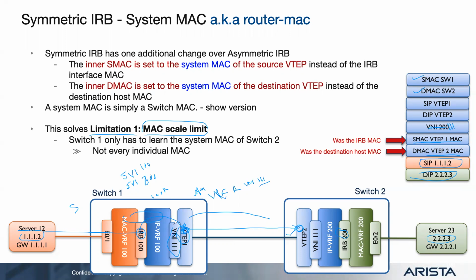But here you don't need to learn the MAC addresses of other hosts because you don't have that SVI. What you need to learn is only the MAC address of the other VTEP, right? So if you have another VTEP 3 also here, you need to learn the MAC address of this VTEP, and you just forward the packet to that VTEP. And from there, it will take care of its local VLAN, right? So basically this limitation is solved in symmetric IRB.